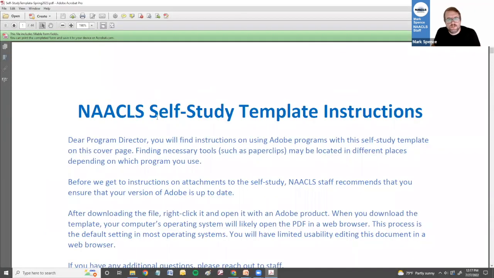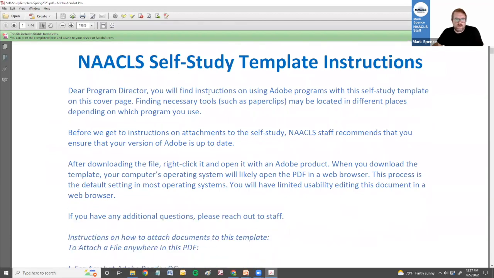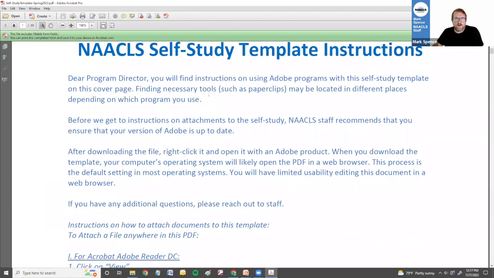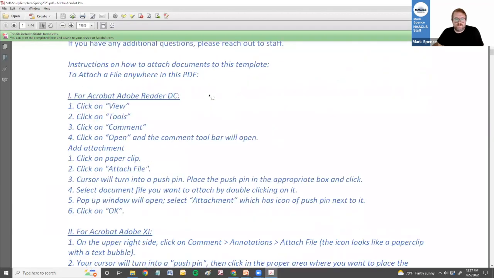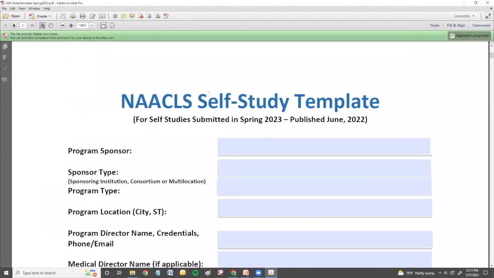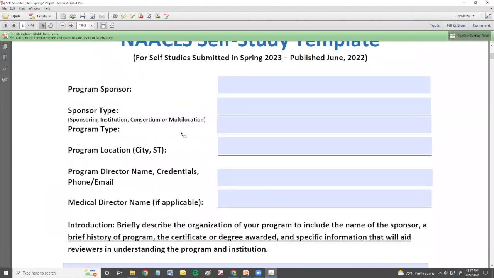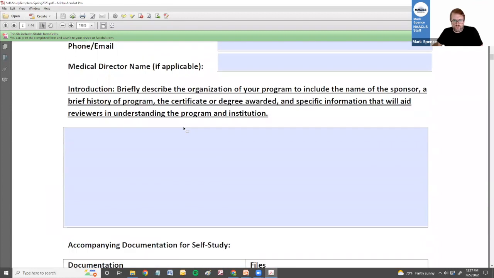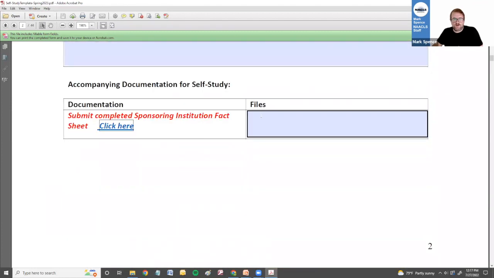Okay, so this is the self-study template. We do have specific instructions about making attachments on the self-study template. For the documentation required by the self-study, you are correct, this goes on this template.